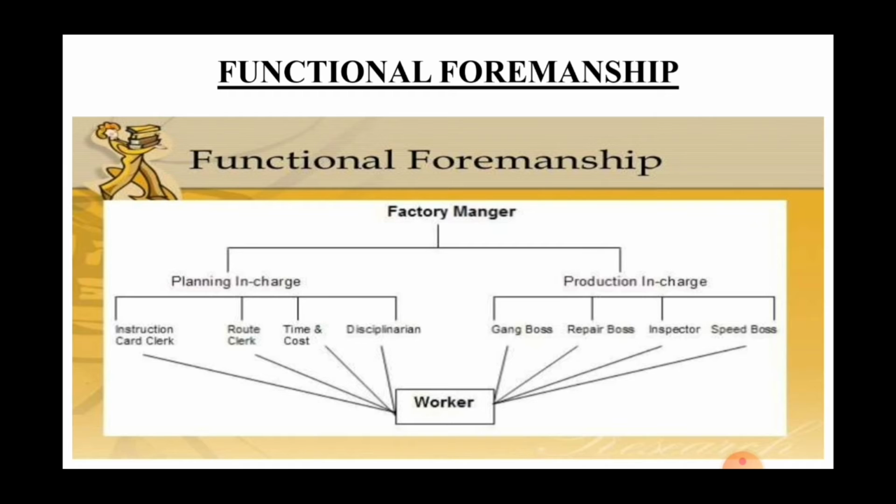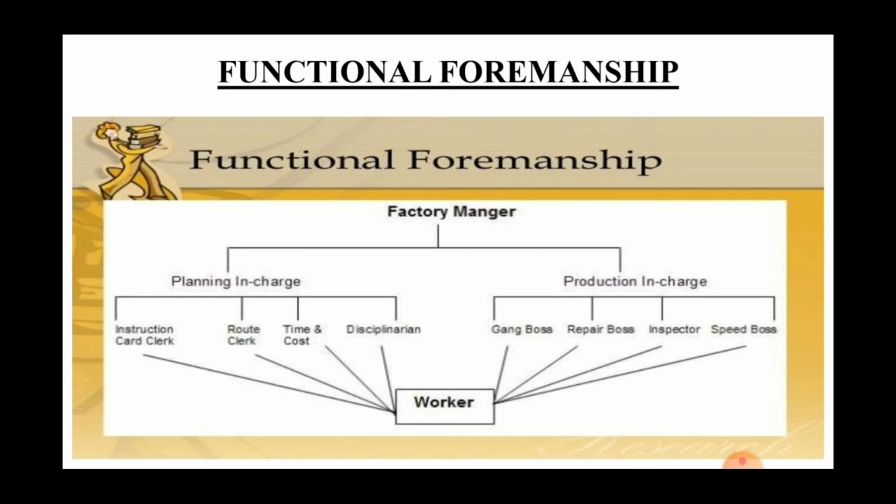He also specifies material and labor cost in each operation. And last, the disciplinarian, he enforces rules and regulations and maintains proper discipline among workers. He deals with cases of conflict and offers solutions to these conflicts among the workers. So the first group is working as production planning in charge, and the second group is working as execution in charge, that is, production in charge.